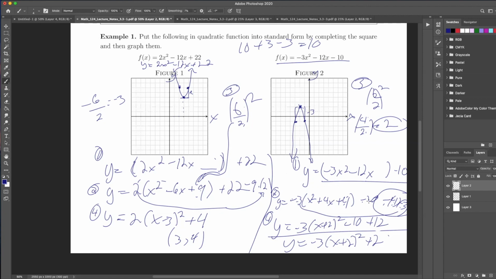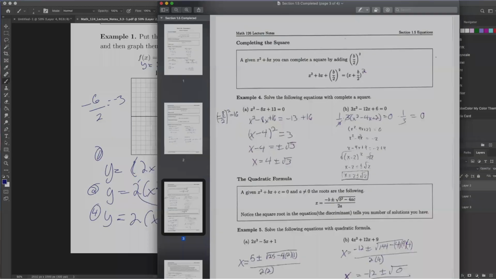I'm a bit confused on how you got the x plus 2. Okay, so here I've completed the square. If we go back to, hold on, I got those notes somewhere. Where did I put them? Here you go. This will work. It's from another class, but it's the same song, same dance.